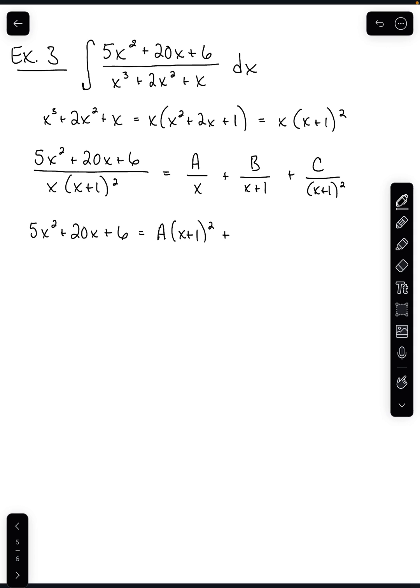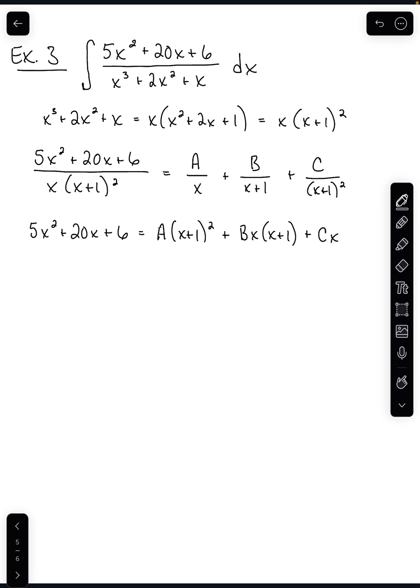Likewise, when we multiply b over x plus 1, this time the x factor does not cancel out, but one of the factors of x plus 1 does. So we will still have the x factor and one factor of x plus 1. When we multiply the third fraction, both of the x plus 1 factors will cancel out, but we will be left with the x factor.